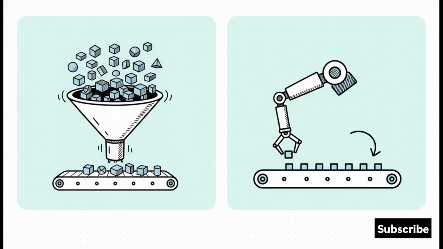Second is the decode phase. This is where it switches gears and goes auto-regressive, typing out the answer just one single token, or chunk of a word, at a time, constantly looking back at what it just wrote to figure out what comes next.